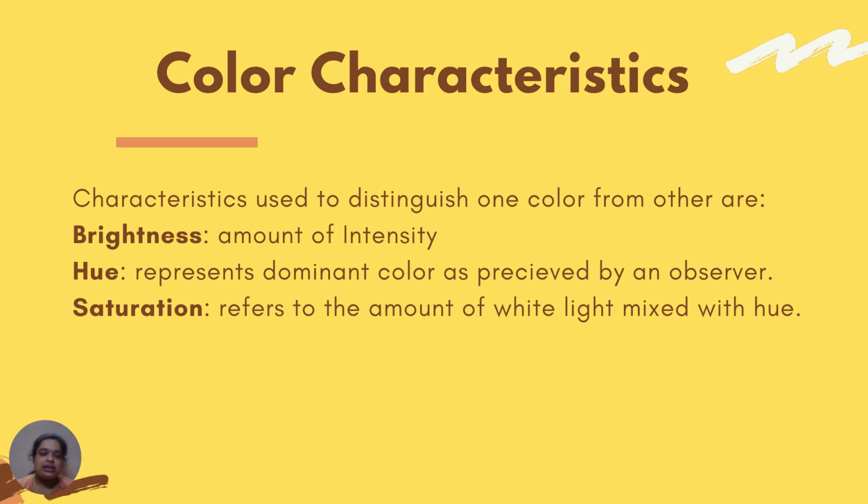Let us see some color characteristics which are used to distinguish one color from another. One is brightness, which is the amount of intensity, and the other one is hue. Hue represents dominant colors as perceived by an observer. The last one is saturation. It refers to the amount of white light mixed with hue.